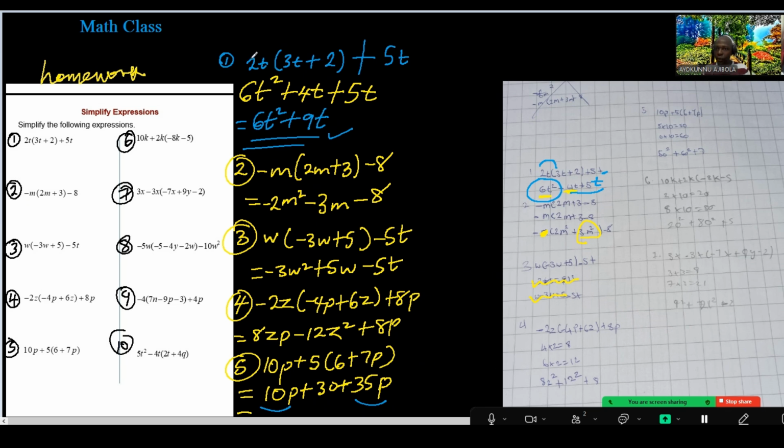I said 2 times 3 gives us 6. t times t gives us t squared. 2 times 2 gives us 4, and t was beside it. Then we have a 5t squared. Then the 6t squared goes to the next level, while 4t plus 5t gives us 9t. And that's our answer because we can't do anything to t squared and 9t. Is that clear? Okay. So now try to explain number 2 to me.